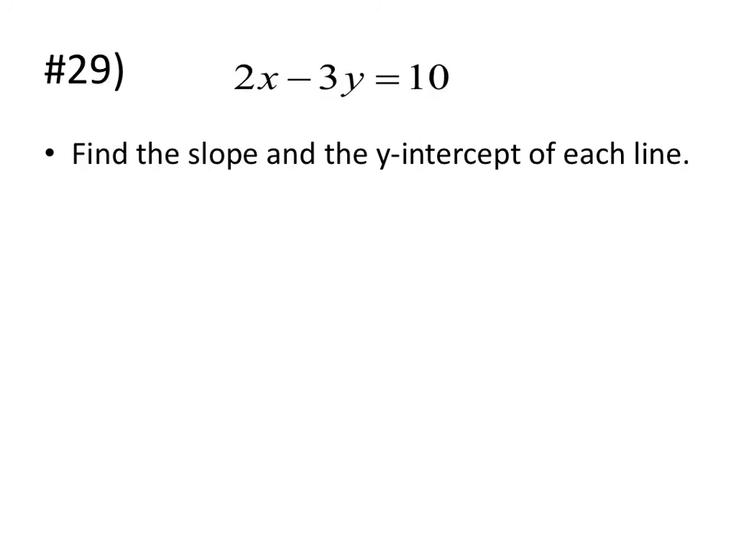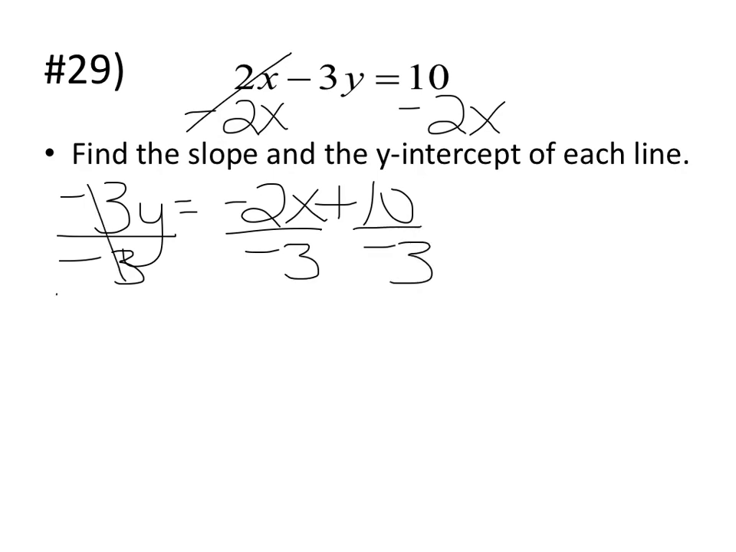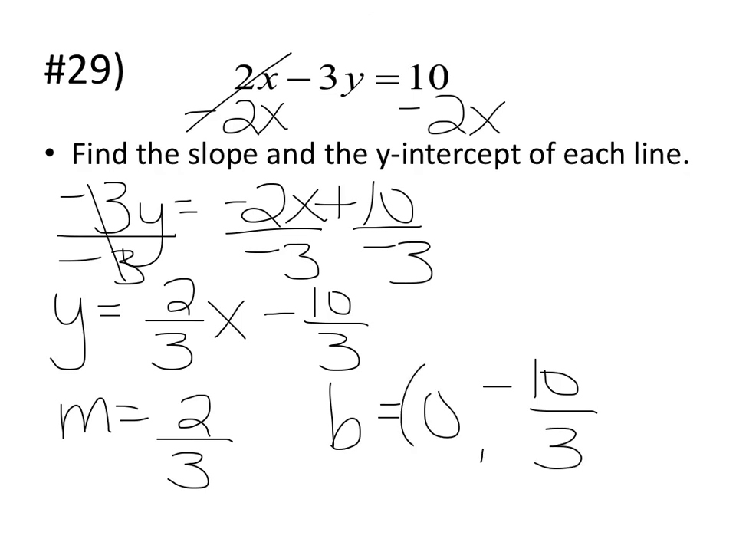Now you're going to go ahead and put this in slope-intercept form. You subtract 2x from both sides. So you have negative 3y is equal to negative 2x plus 10. All right, now we're going to divide everything by negative 3. Remember, divide each piece. So you get y equals a positive 2/3, because a negative divided by a negative is a positive, x minus 10 over 3, because of this negative right here. So your slope is 2/3. Your b is negative 10/3, but you have to put a 0 in front of it for it to be your y-intercept.